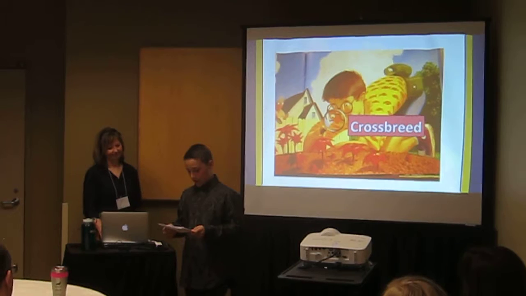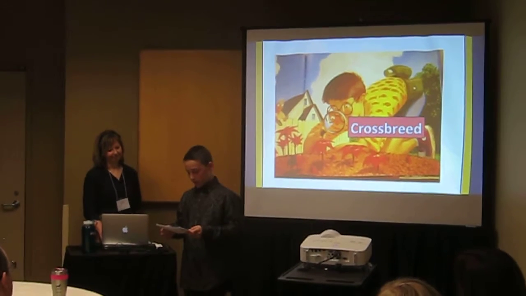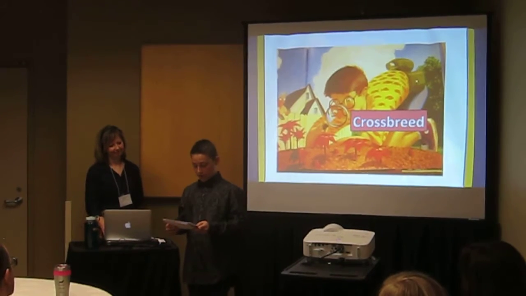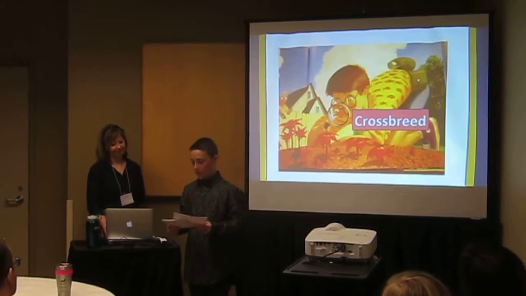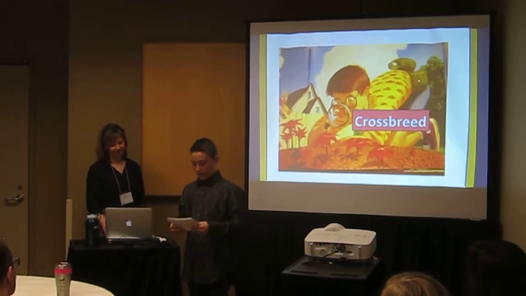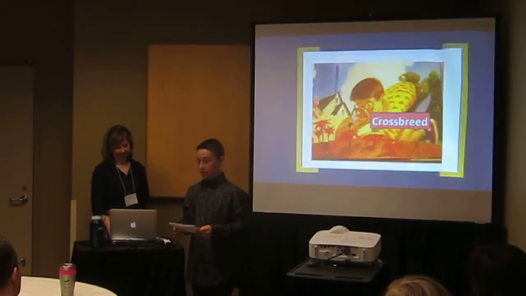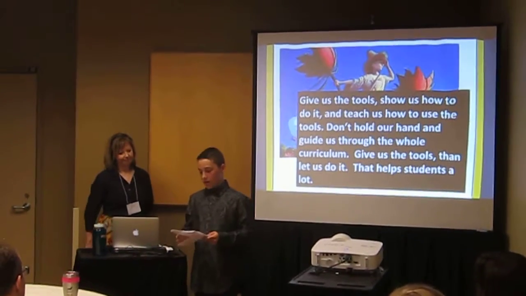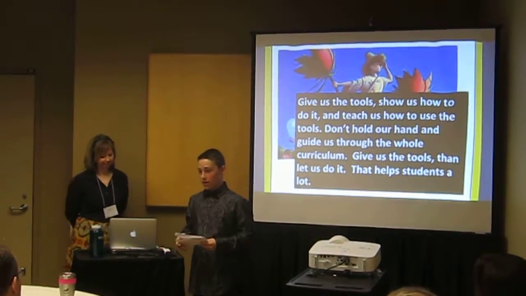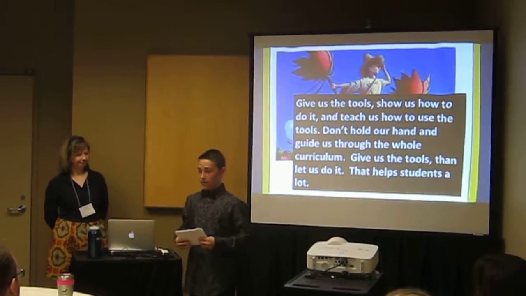You got contrast, and you also have to crossbreed subjects together so that a student who's strong in science can also be just as good at social studies by learning social studies through science. So if you take all these points, combine them, you have a valid student curriculum that makes sense. Give us the tools, show us how to do it, teach us how to use the tools, then let us do it. That helps students a lot.